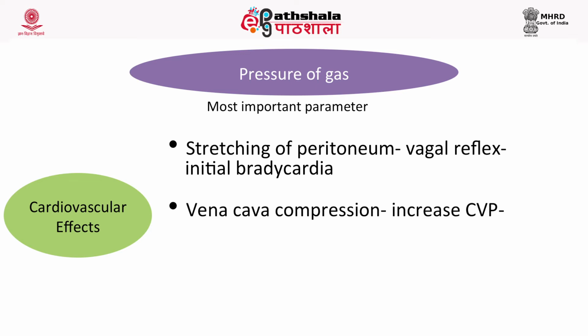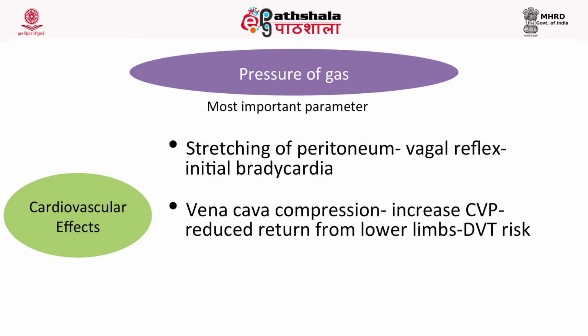Also, due to this pressure, there is compression of other organs and vessels in the abdominal cavity. One of them is the vena cava compression. It has two results. The first is that the preload going towards the heart is significantly reduced. The second is that the blood coming from the legs up to the heart is also significantly reduced. So there is blood pooling in the legs and the risk of deep venous thrombosis is increased.